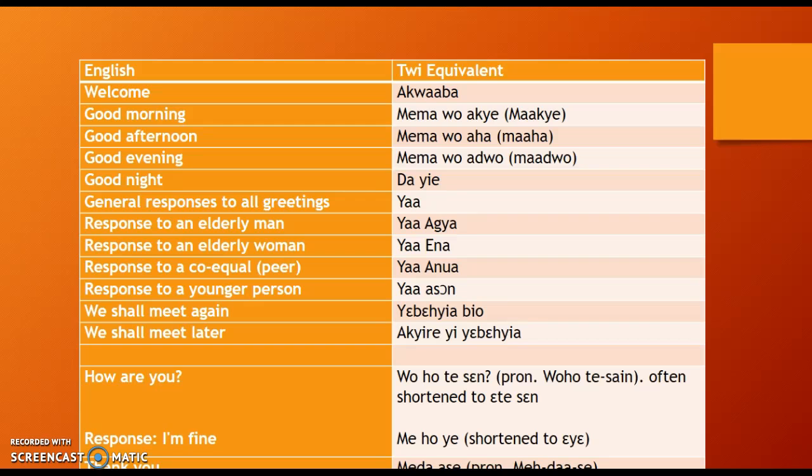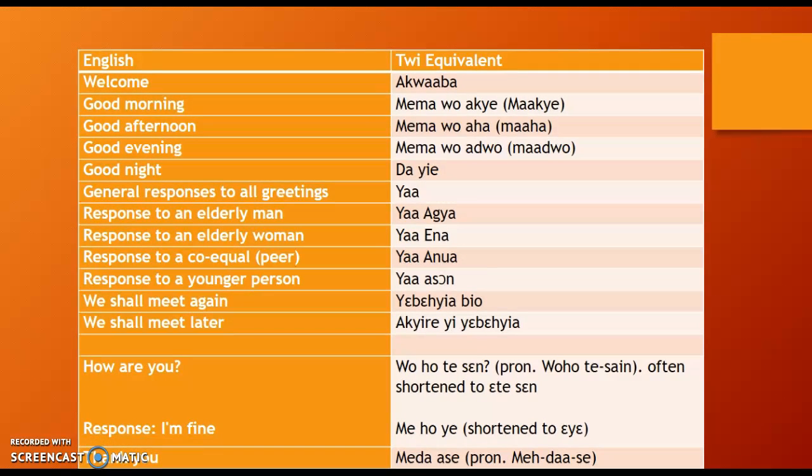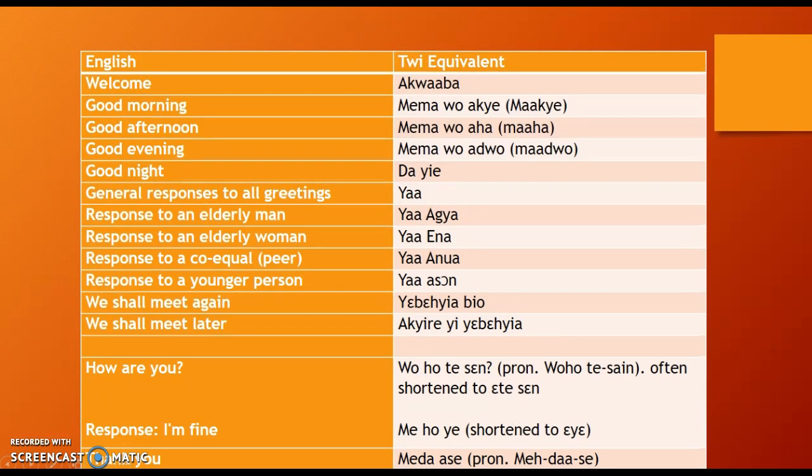As I've been greeting you in this course from the beginning, Akwaba means welcome. So you can start your speaking by at least trying to say the word Akwaba the next time you meet someone or somebody comes home to you. Say Akwaba, welcome home.